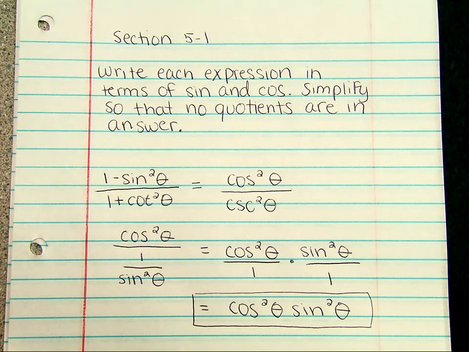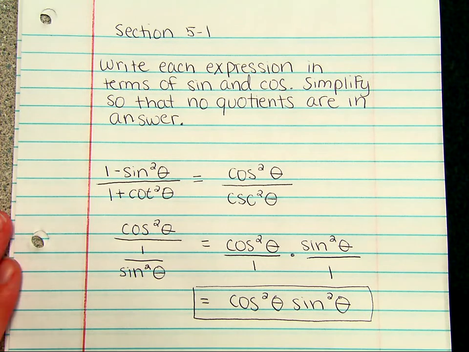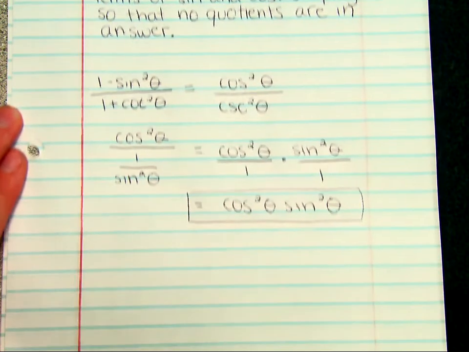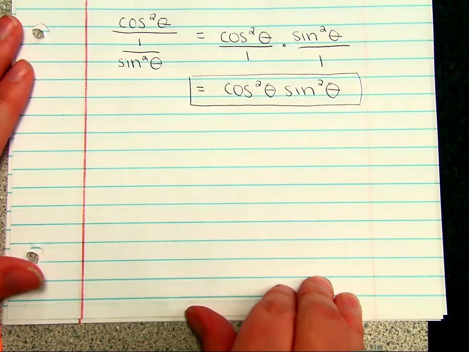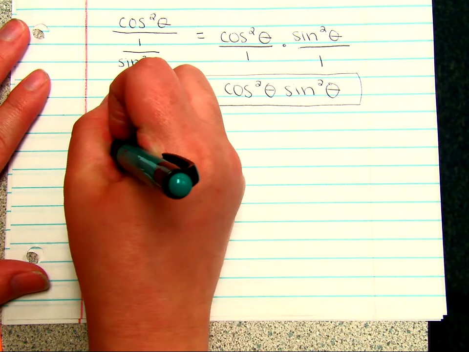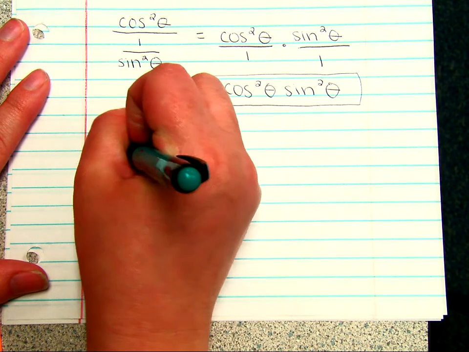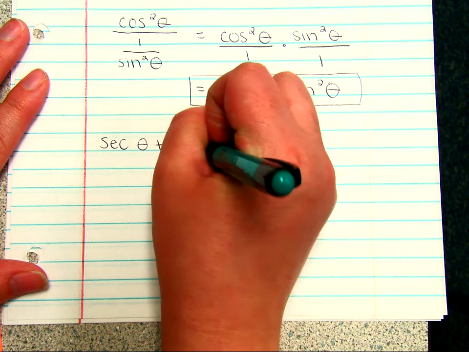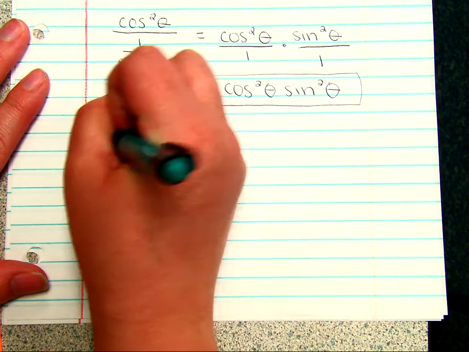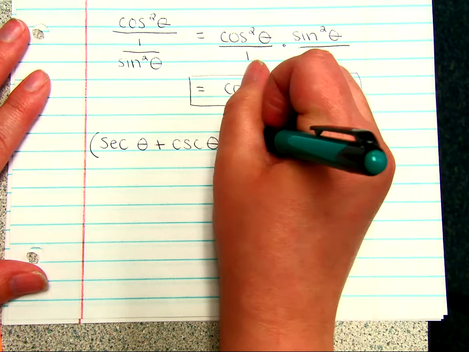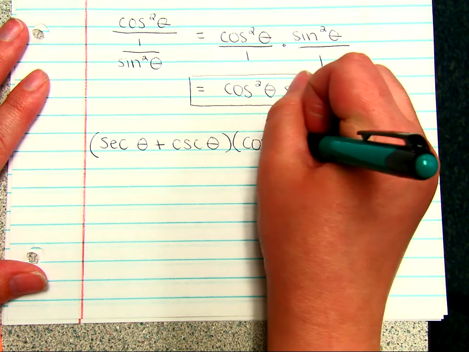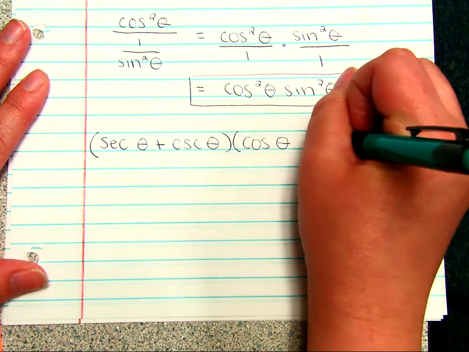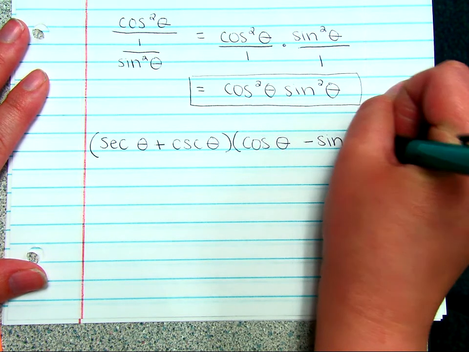My suggestion for the next problem would be to go ahead and write it down. So that problem is going to be secant theta plus cosecant theta times cosine theta minus sine theta.